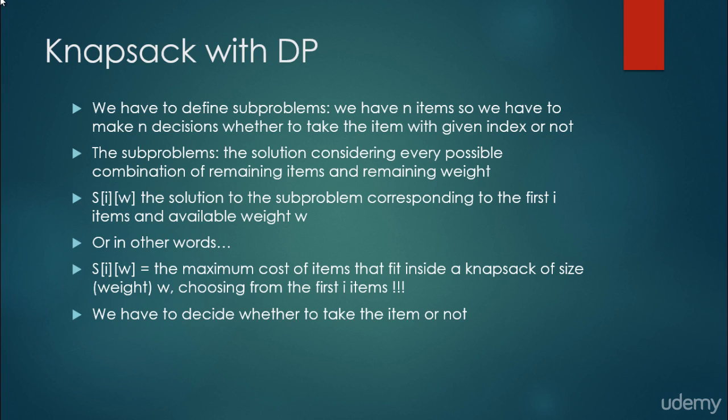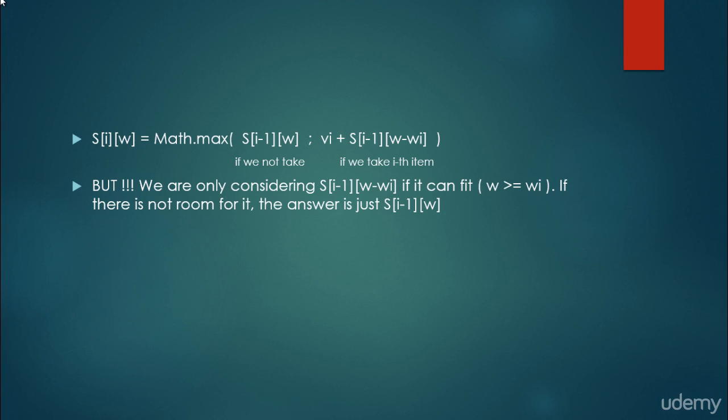Or in other words, S(i, w) is the maximum cost of items that fit inside a knapsack of size w, choosing from the first i items. We have to decide whether to take an item or not. So this is the essence of the 0-1 knapsack problem. So this is the subproblem.